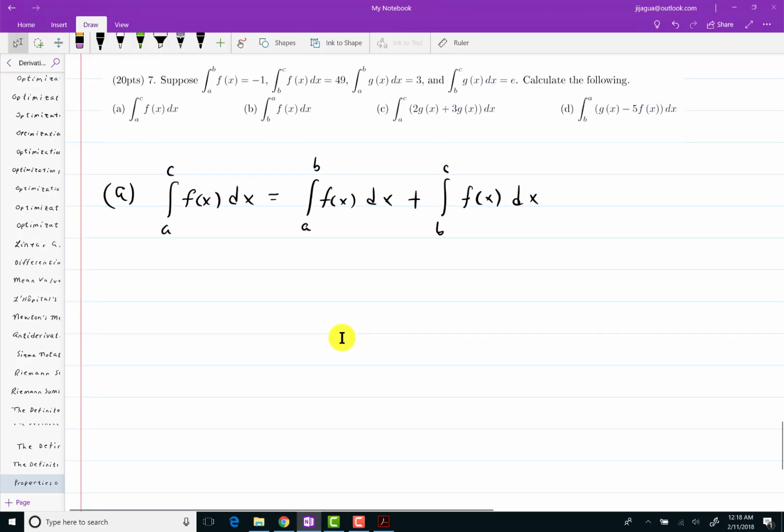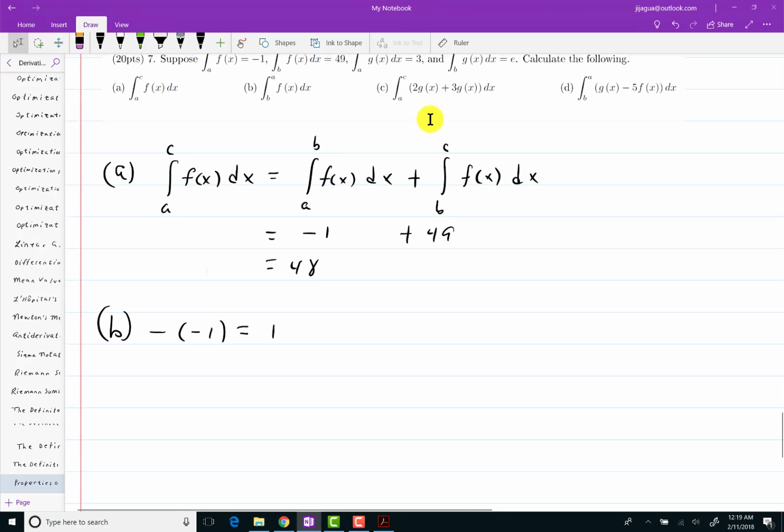And let's just see if those numbers are there. So let me see, is a to b there? A to b is -1. And then is b to c there? Yes. B to c is 49. So this equals 48. Part B, this is the integral from b to a of f of x. So it's just the negative of the one that is a to b. So it'll be the negative of -1, which will equal 1.